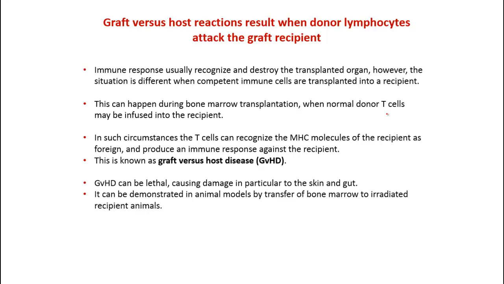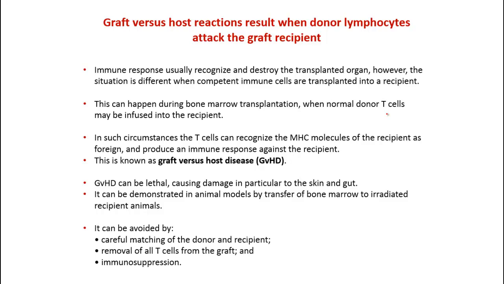Graft versus host disease can be very lethal, causing damage in particular to the skin and gut. It can be demonstrated in animal models by transfer of bone marrow to irradiated recipient animals. It can, however, be avoided by careful matching of the donor and the recipient, by removal of the T cells from the graft, and by immunosuppression. Okay, so what is graft versus host disease? This is a disease caused when donor lymphocytes attack the graft of the recipient.